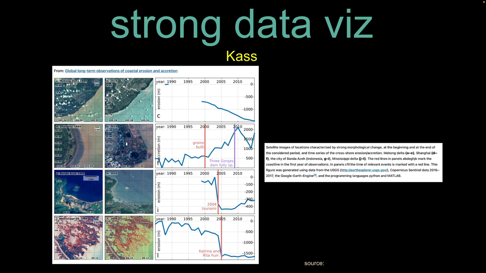So this one shows coastal erosion in 4 different areas. I like that the right side shows you the year as well as the coastal erosion in meters. And then it also gives you some background information of things that hit. So like the bottom one, it would be like Katrina and Hurricane Rita when it hit, and so it shows you a great drop. And then I like that the left also shows you an aerial view where you can physically see the changes.